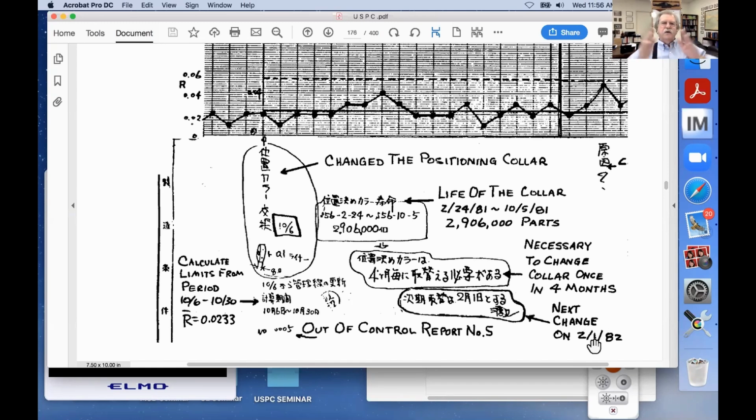Now hang on here. The specs are 30 standard deviations wide. The capability index is 5. And they're going to change the collar once in 4 months. They're going to allow 0 tool wear. How do you explain that? The only explanation that fits the facts is on target with minimum variance as a way of operating.